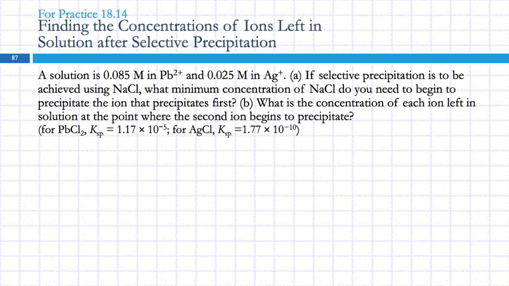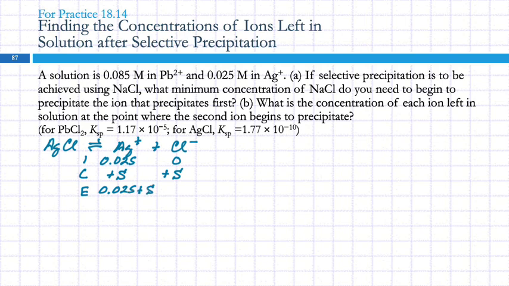Well, what's going to precipitate first, do you think? Lead 2 chloride or silver chloride? Silver chloride. This is a lot smaller. So even though this is 1 to 1 and 1 to 2, this would be my guess. So we'll look at silver chloride. Silver ions, chloride ions. Initial concentration of silver ions is 0.025 molar. Chloride is zero. This will increase by plus whatever the solubility is, and this will increase by plus whatever the solubility is. So we'll get 0.025 plus S, and we'll get S.